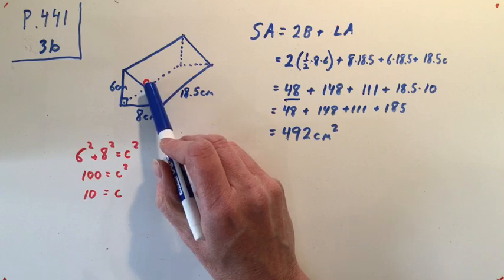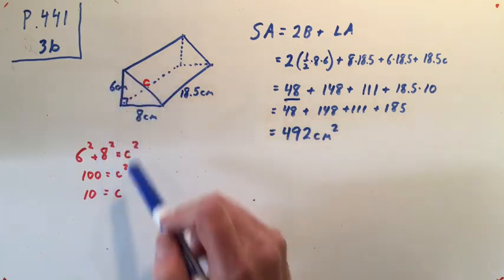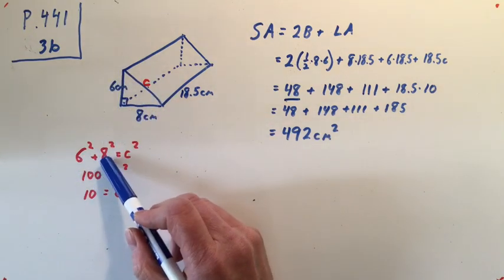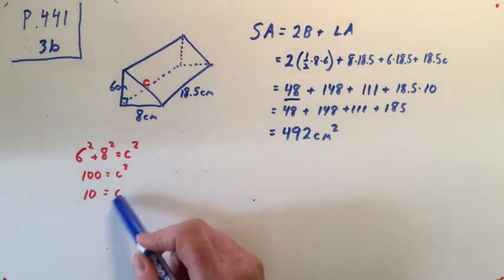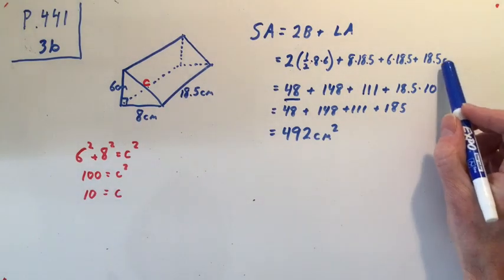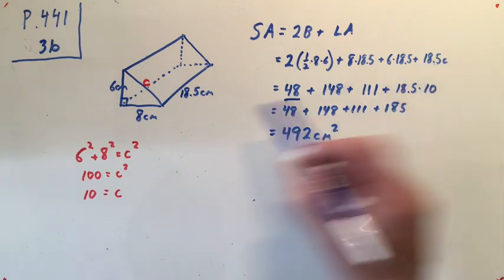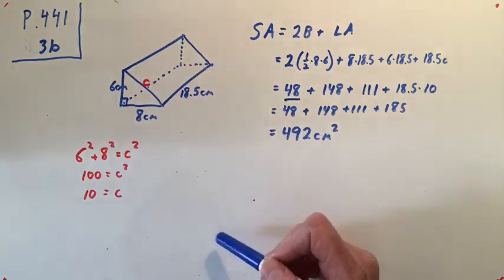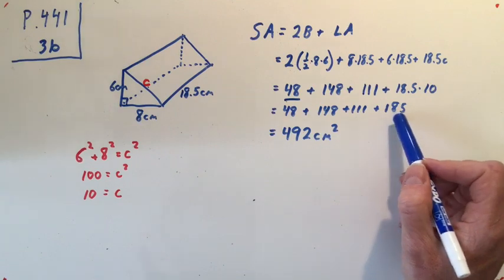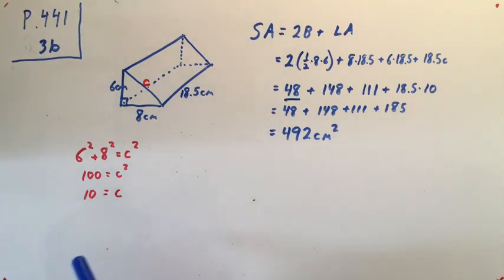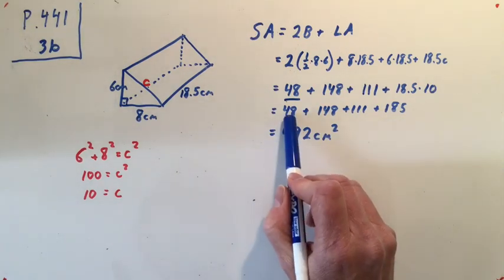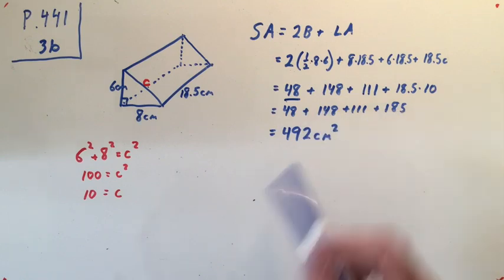So to find that side length, we're lucky this is a right triangle, so we can just do a squared plus b squared is c squared, and c turns out to be 10. So when we put 10 into this formula here for the area of this rectangle, we get 185. So what you get for the surface area of this is your two triangles plus each of your three rectangles, and you get 492 square centimeters.